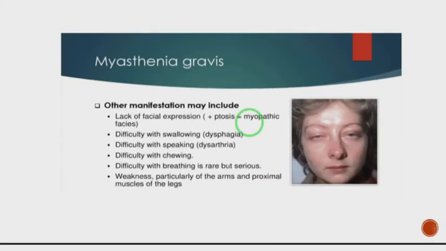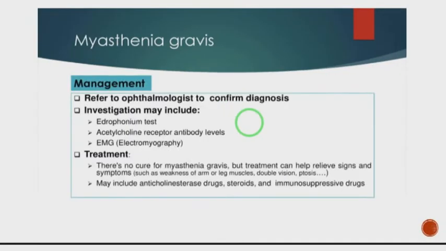There may also be lack of facial expression, which is called the myasthenic face, dysphagia, dysarthria, and difficulty with breathing, and this is a serious condition. Whenever you discover a myasthenic patient, you are afraid of respiratory failure. There is also weakness, particularly of the arms and the proximal muscles of the leg.